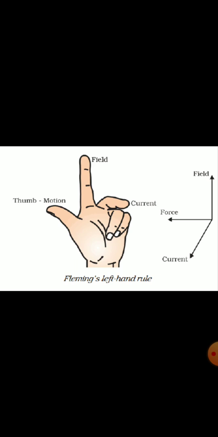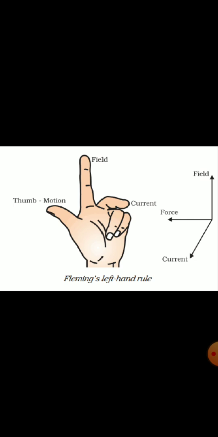And then consider that the first finger, the forefinger, points in the direction of the magnetic field. The middle finger is in the direction of current. Then the thumb will point the direction of motion, or here, what do we consider? The force acting on the conductor.